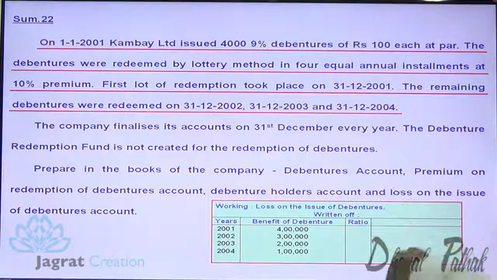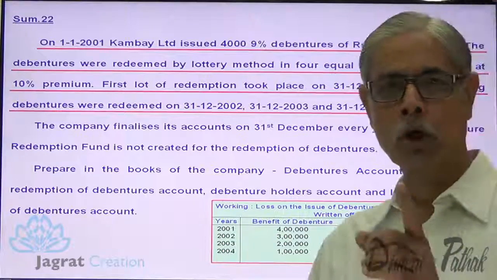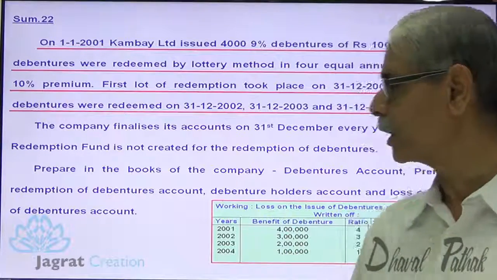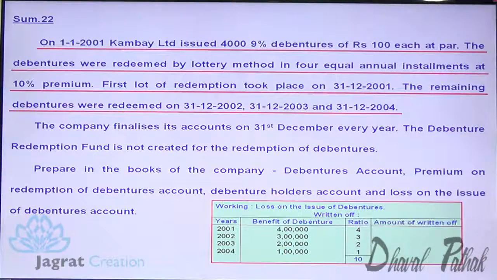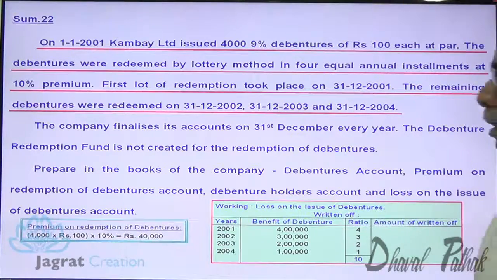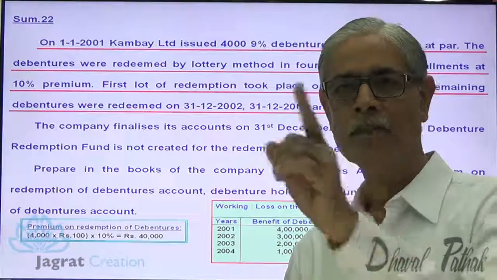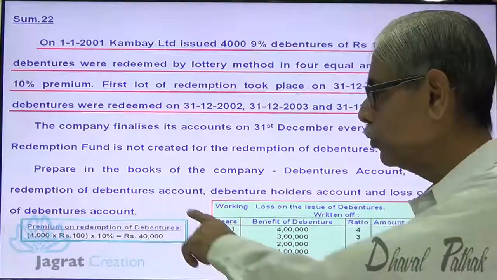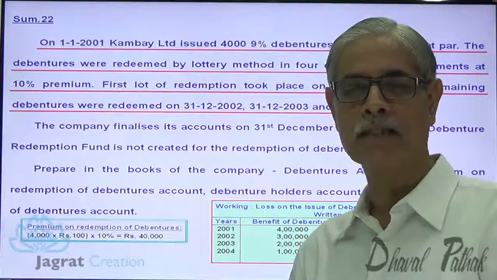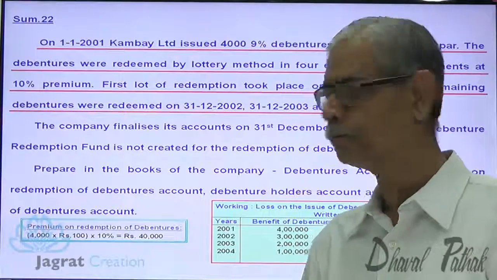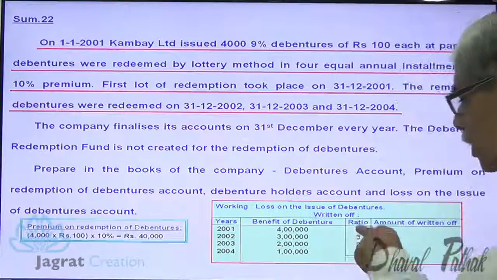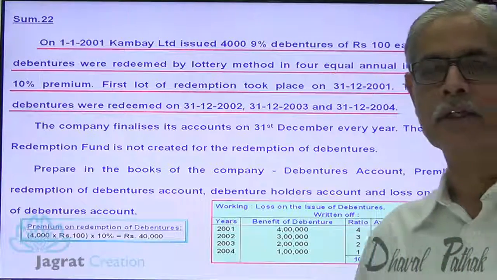Now, if you work out the ratio of funds employed, it is 4:3:2:1. And in this ratio, loss on issue of debenture gets written off. How much is the loss on issue of debentures? 4,000 debentures of ₹100 is 4 lakhs. Redemption premium is 10%. So 40,000 is the loss on issue of debentures, that is because of the debenture redemption premium. So this 40,000 gets written off in the ratio of 4:3:2:1.